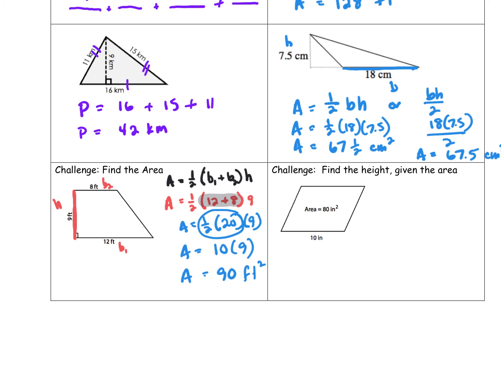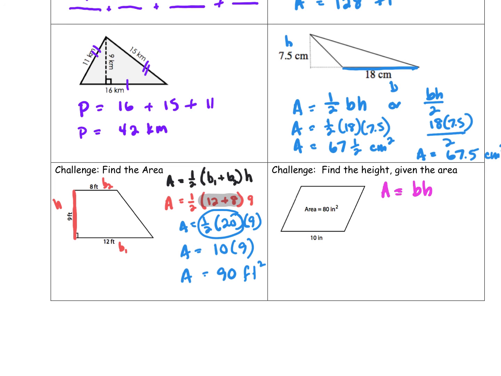So now let's complete our last challenge problem. They ask us to find the height given the area. Usually we're asked to find the area and we're given the height and a base, or a length and a width. But this time they give us the area and they give us what looks like the base, and we're asked to find the height. So I see the word area, I see the word height, and I also see that this is a parallelogram. So I'm going to write the formula, which is area equals base times height.